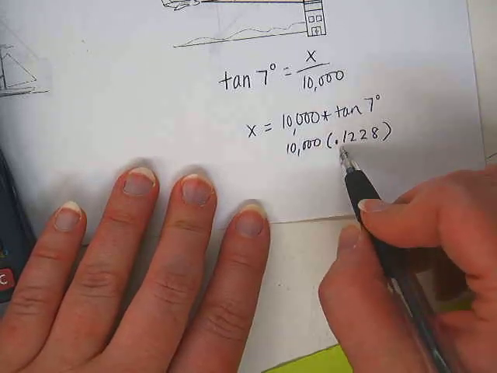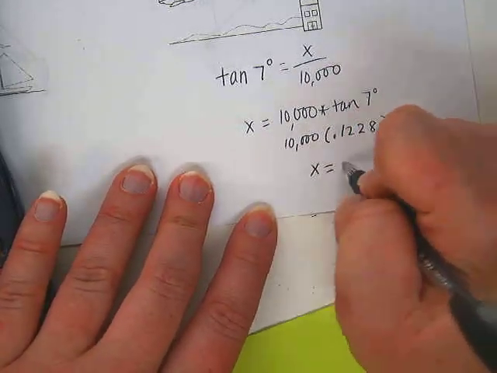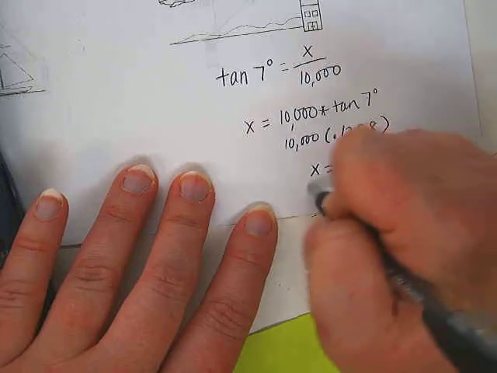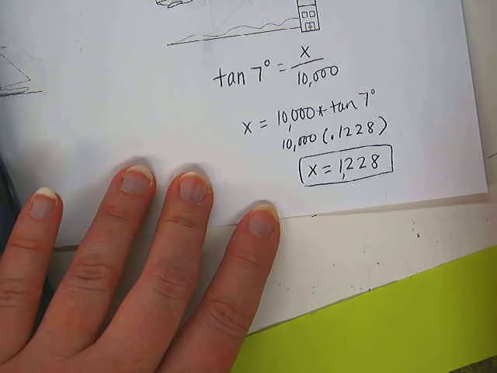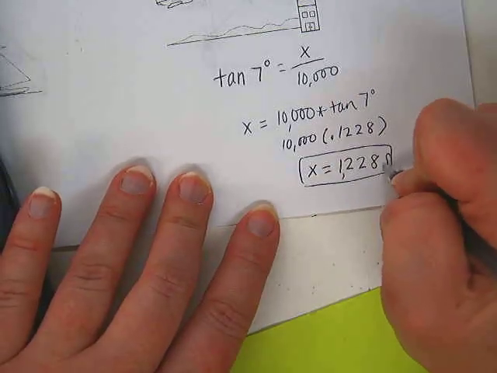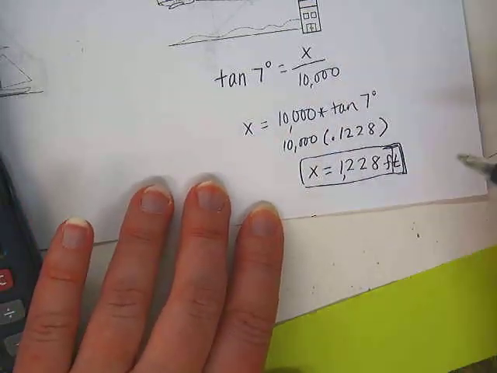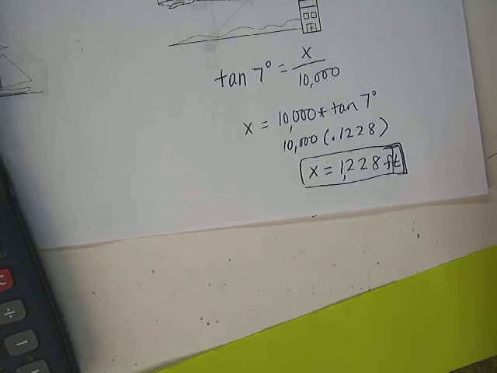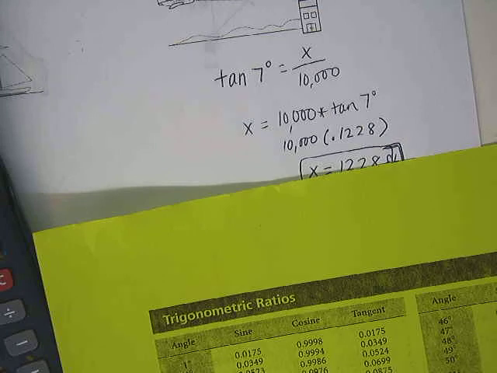times 0.1228. So this one's actually pretty easy to do without a calculator because for every 0 you move the decimal point. So there's 4 zeros, so I would move the decimal point 4 places. So what does that give me for x? 1,228, and what's the unit? Because we're not done till we put the unit on it. Feet. So the plane will fly 1,228 feet above the building, right?